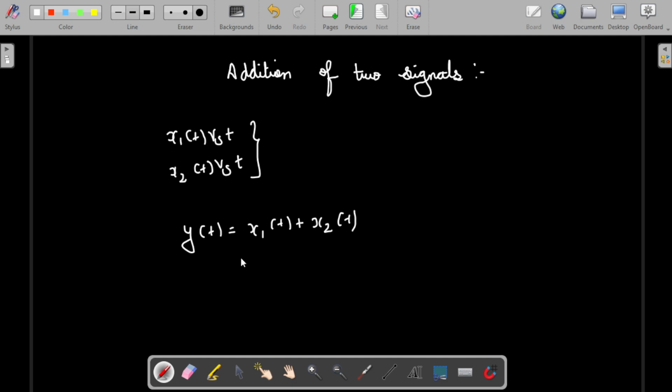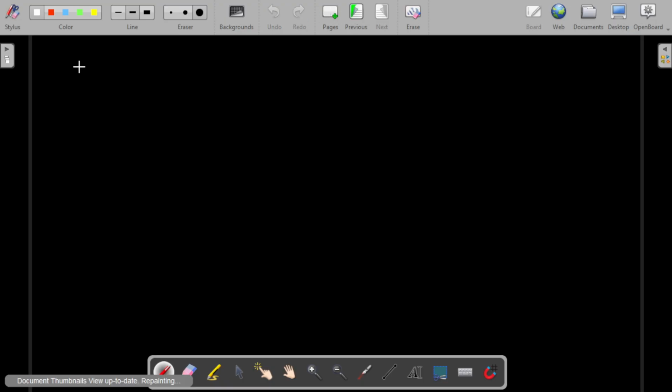So we have to add two signals. Okay, it may even be subtraction, x1 of t minus x2 of t, anything, depending on the question that is asked. The addition is not that difficult. There are some rules to track. Let me go over the rules so that you can understand the things.